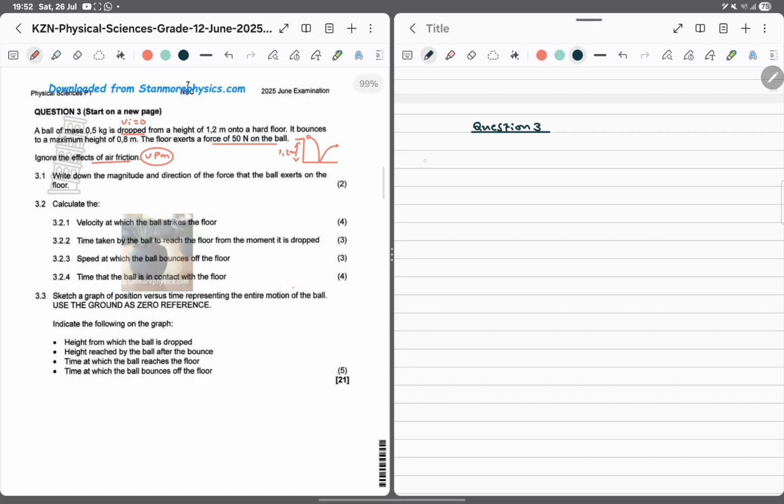All right, so first question says we need to write down the magnitude and direction of the force that the ball exerts on the floor. Well, if the floor exerts 50 newtons, the ball exerts 50 newtons using Newton's third law. So this is going to be downwards. Of course, the reasoning here is Newton's third law.